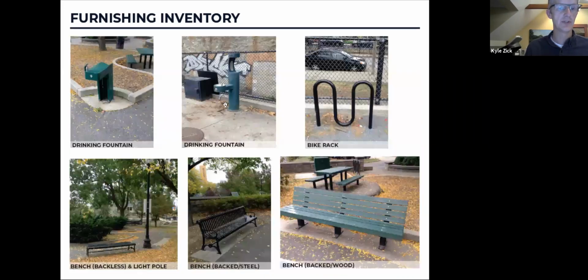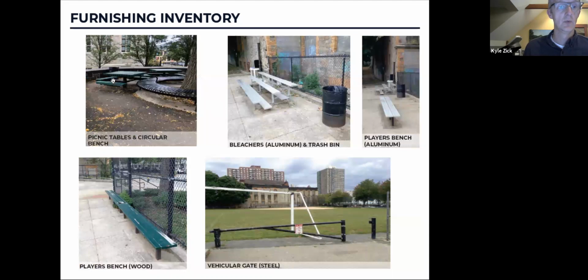And here's some photos of the mix of furnishings that we have. Near the playground, this is the drinking fountain. This is a drinking fountain with a bottle filler down at the baseball field. There's also a bike rack at the baseball field. And then we have backed and backless benches of different materials in the parts of the park. And we have a circular bench surrounding a tree, and then some picnic tables, fairly closely spaced, in that same area. We have players' benches, bleachers, and a gate that provides access to the field.